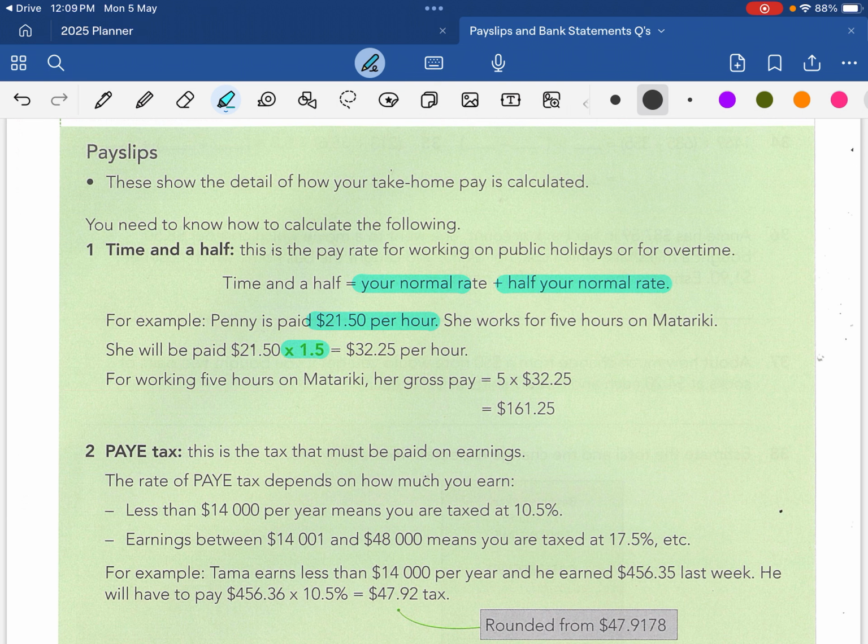rate. So if she works 5 hours on Matariki, because it is a public holiday, she gets 5 lots of that new rate of 32.25. So the trick with time and a half is to times by 1.5 your normal hourly rate.